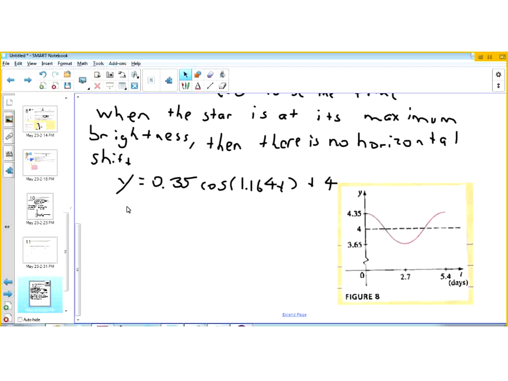Let's see here. All right. So something that is of interest to folks in Alaska, and that would be modeling the number of hours of daylight in a day. Okay, so let's do that next as an application.